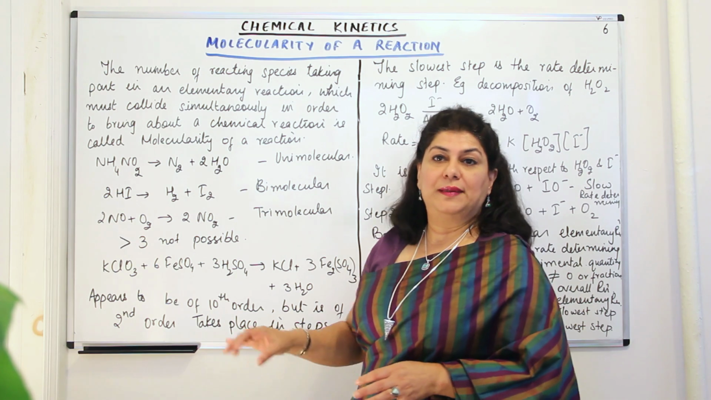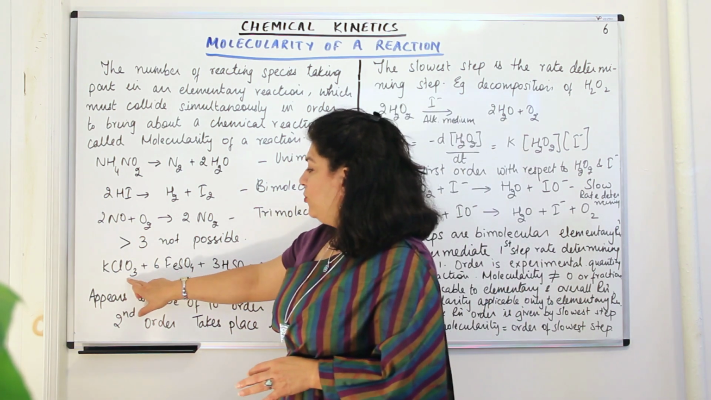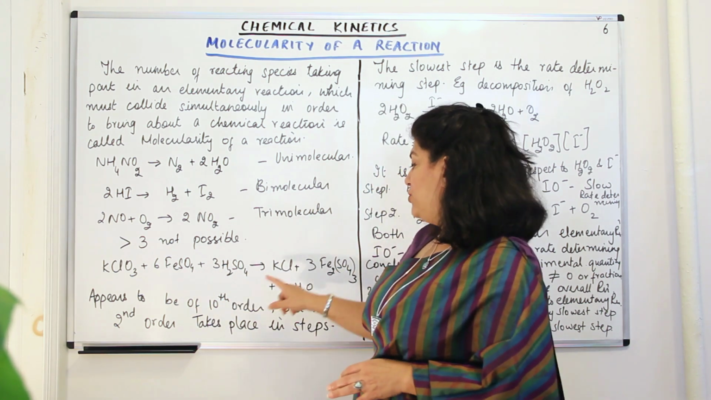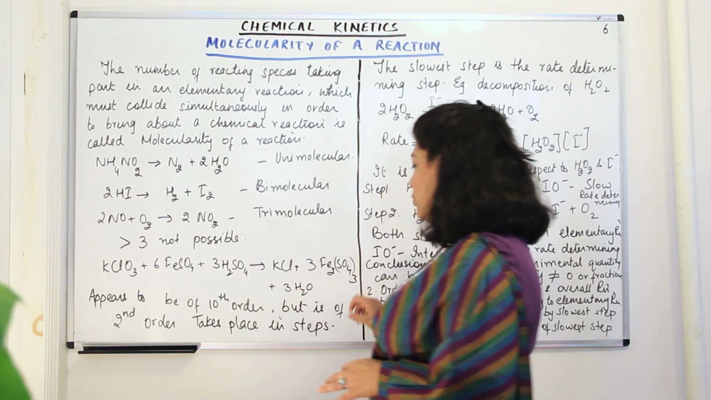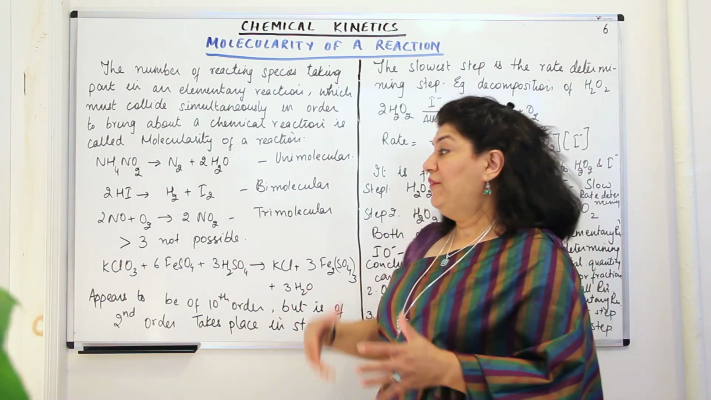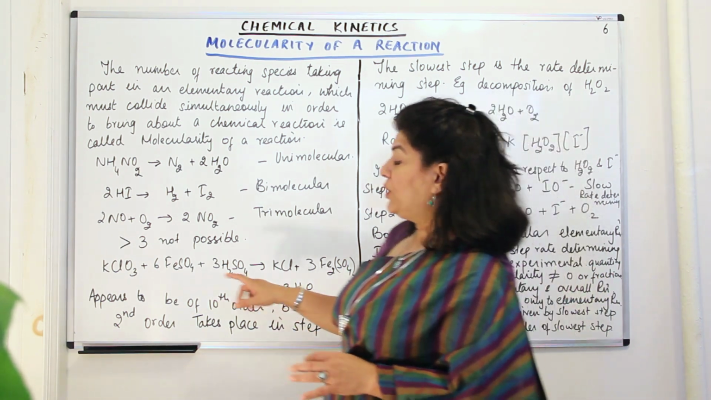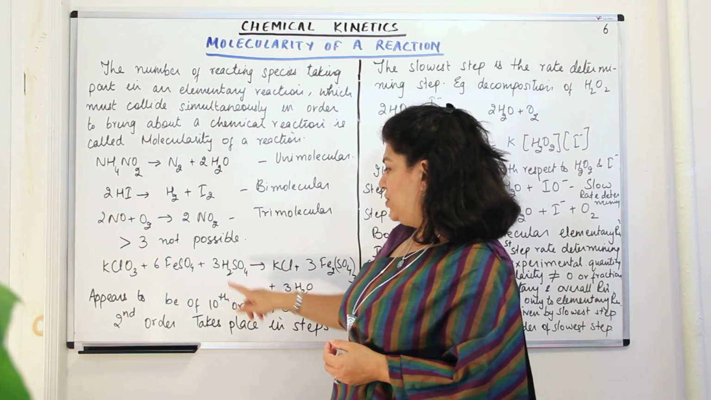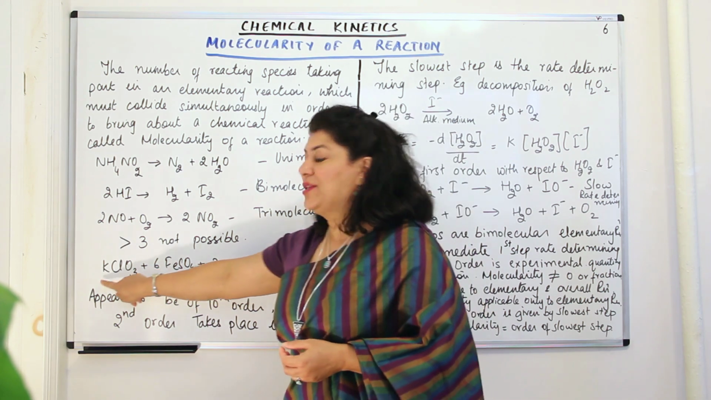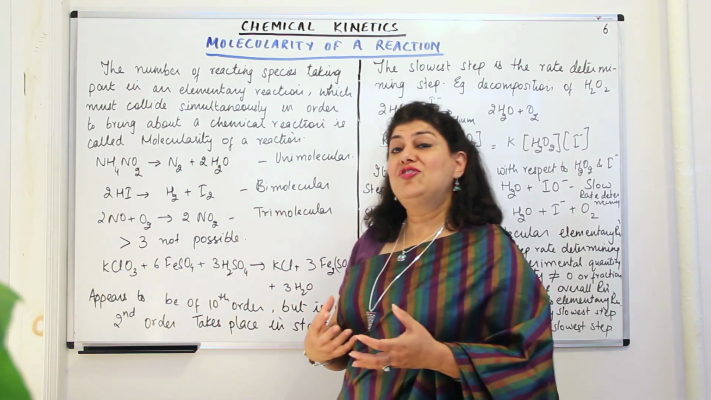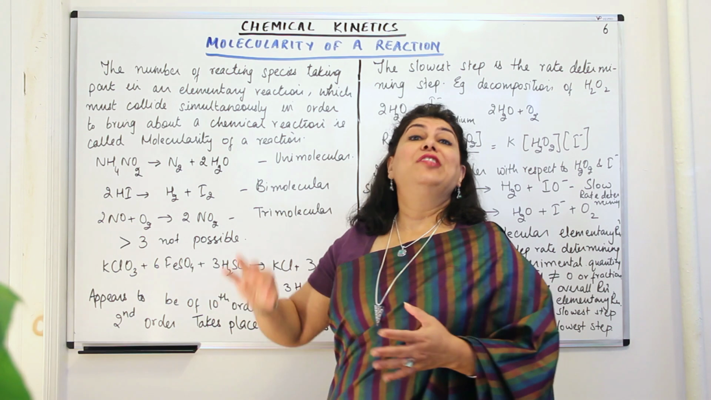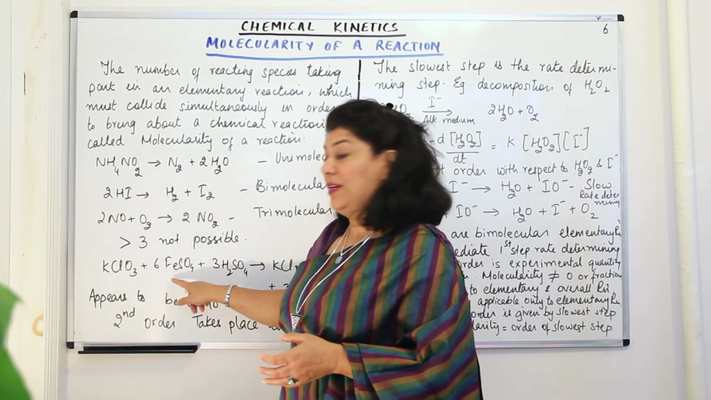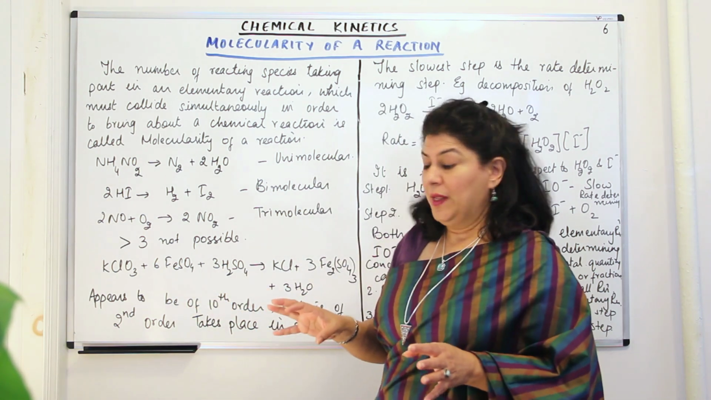Let us take this example that is given in your textbook. KClO3 plus 6 FeSO4 plus 3 H2SO4 gives you KCl plus 3 Fe2(SO4)3 plus 3 H2O. If you look at this, you will wonder what the order of this reaction is. If you count just the stoichiometric coefficients, 3 plus 6 is 9 plus 1 is 10. It appears to be a reaction of 10th order if we counted the stoichiometric coefficients. Of course, we know that experimentally this is not going to hold true.